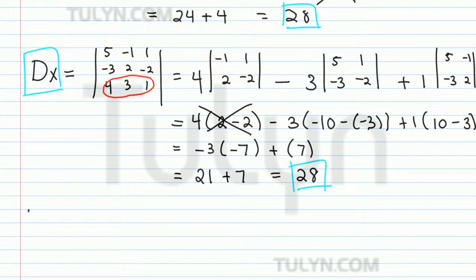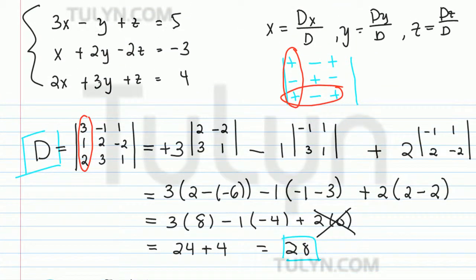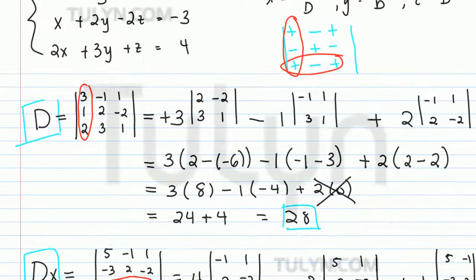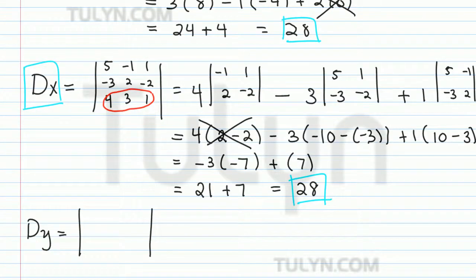So now 2 more to go, dy. And dy is a 3 by 3 determinant, except this time we replace the y coefficients with the constant terms. So our determinant's going to look like 3, 1, 2, then 5, negative 3, 4 as the second column, and then the last column is the coefficient of the z's, so 1, negative 2, and 1. So now expanding again, it looks like expanding by the first column might be the best bet.